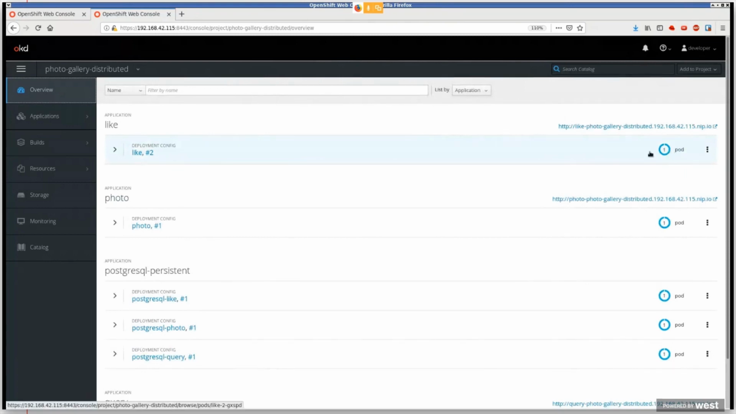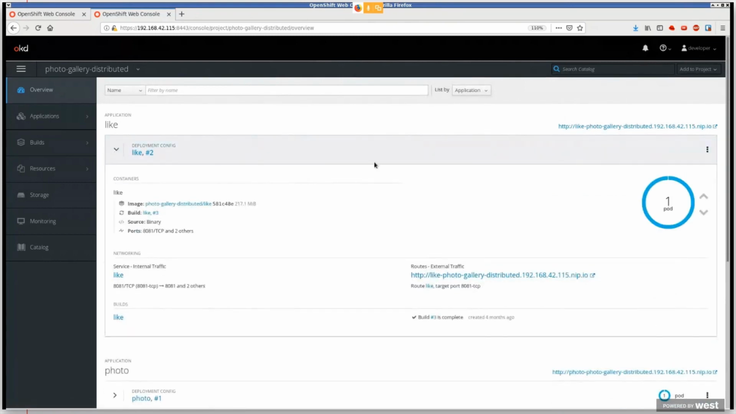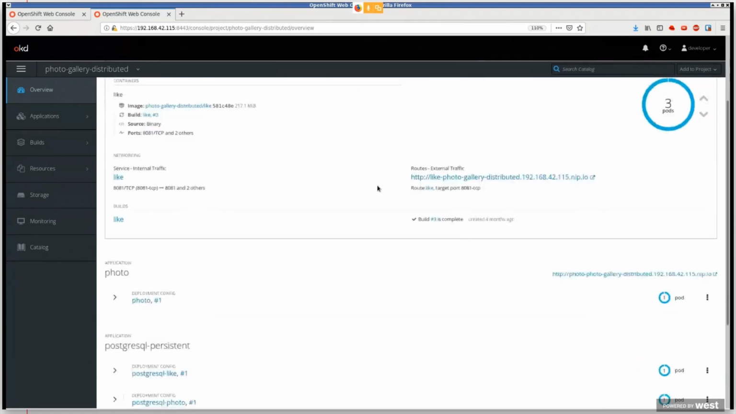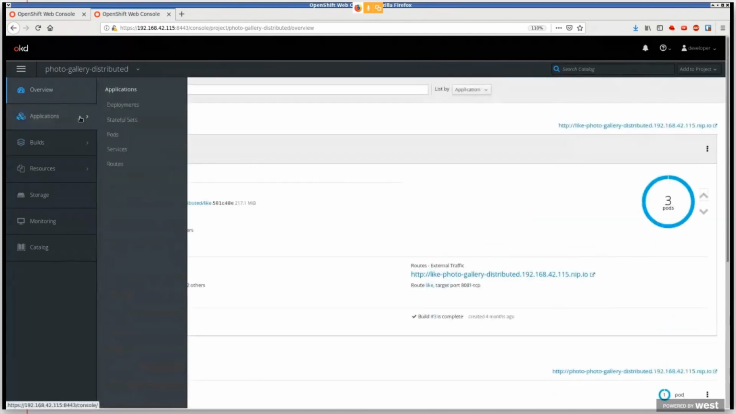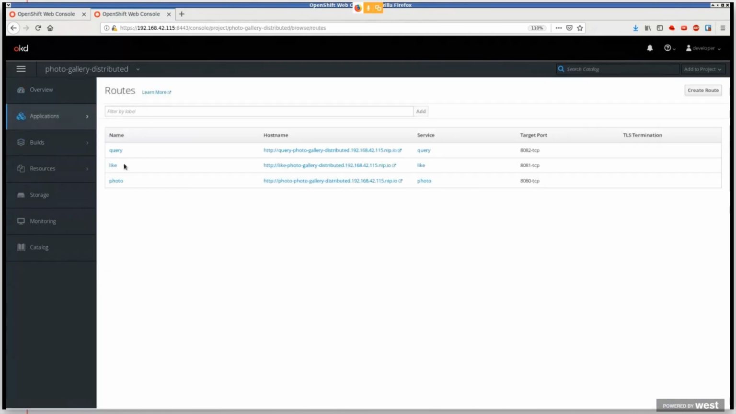So if people are clicking on the likes button a lot and there is a lot of load coming into that service, we can scale it out. And I also have a dedicated, separate physical database for each service to write data. Regarding the routes, each service has its own route.